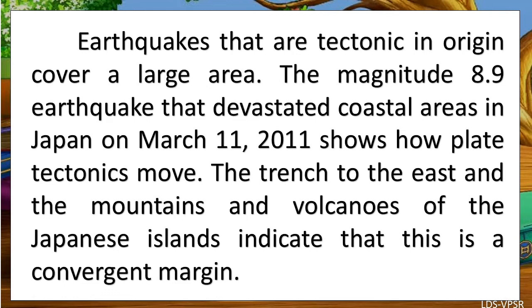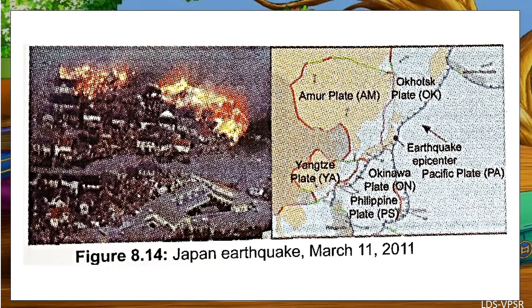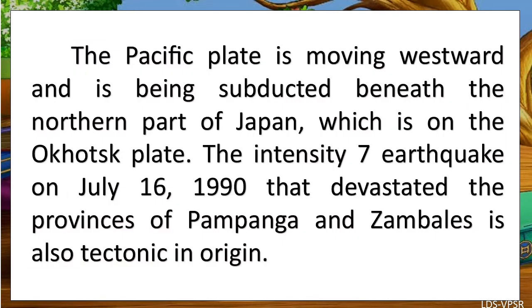The magnitude 8.9 earthquake that devastated the coastal areas in Japan on March 11, 2011, shows how plate tectonics move. The trench to the east and the mountains and volcanoes of Japanese islands indicate that this is a convergent margin. Figure 8.14 shows Japan earthquake on March 11, 2011. The Pacific Plate is moving westward and is being subducted beneath the northern part of Japan.